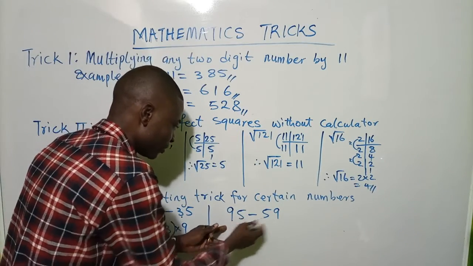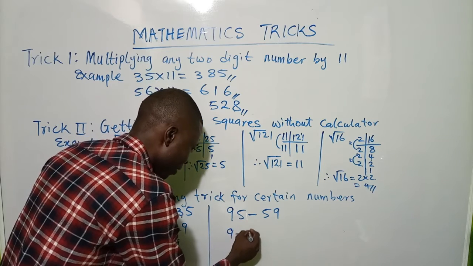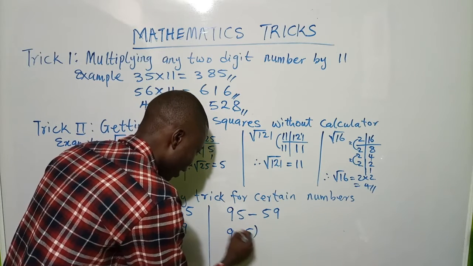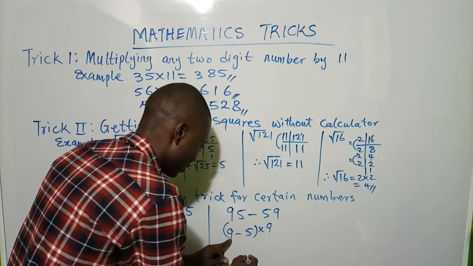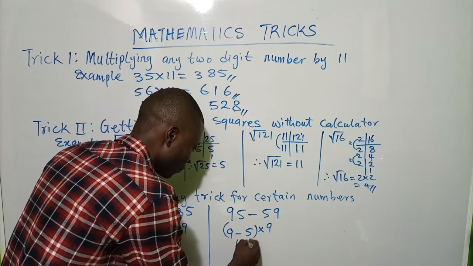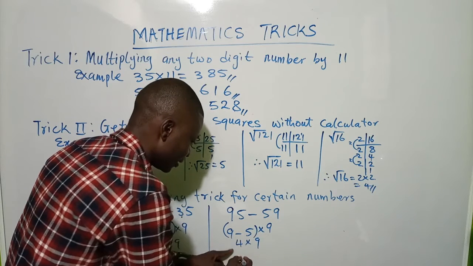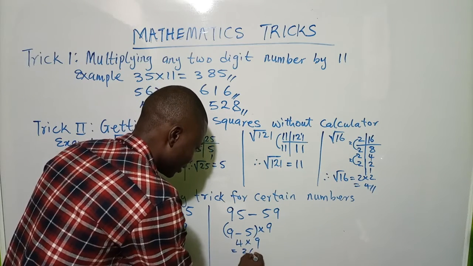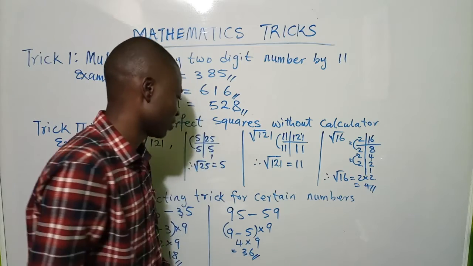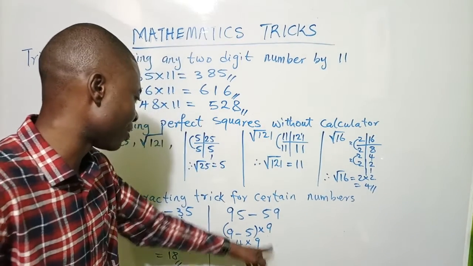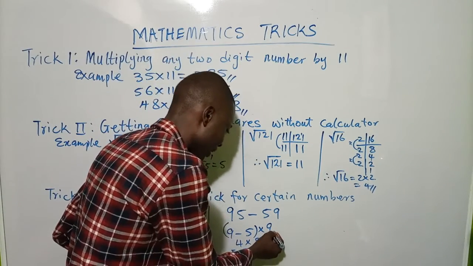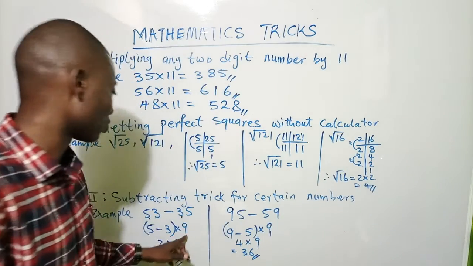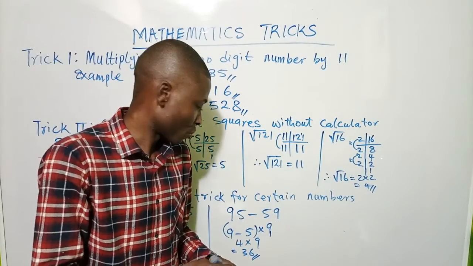It's just the same. 9 minus 5 times 9. 9 minus 5 is what? Is 4. 4 times 9 is what? 36. And that is it. So it's not difficult. So please always remember you will multiply by what? By 9. The 9 is a constant. So you can try it out with other numbers.